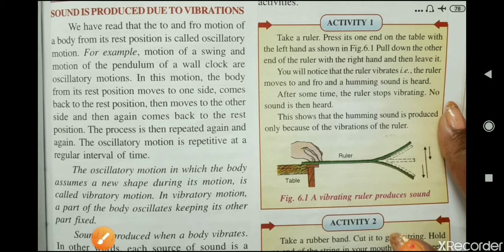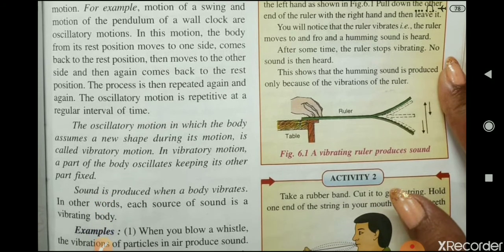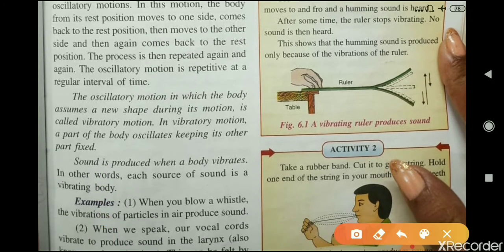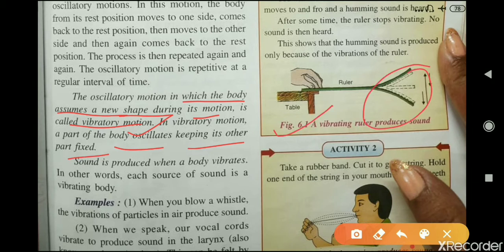The process is then repeated again and again, and the oscillatory motion is repetitive at a regular interval of time. Now, oscillatory motion in which the body assumes a new shape during its motion is called vibratory motion. In vibratory motion, a part of the body oscillates, keeping its other part fixed. Means a part is fixed and the other part oscillates. So that type of oscillation is known as vibration.